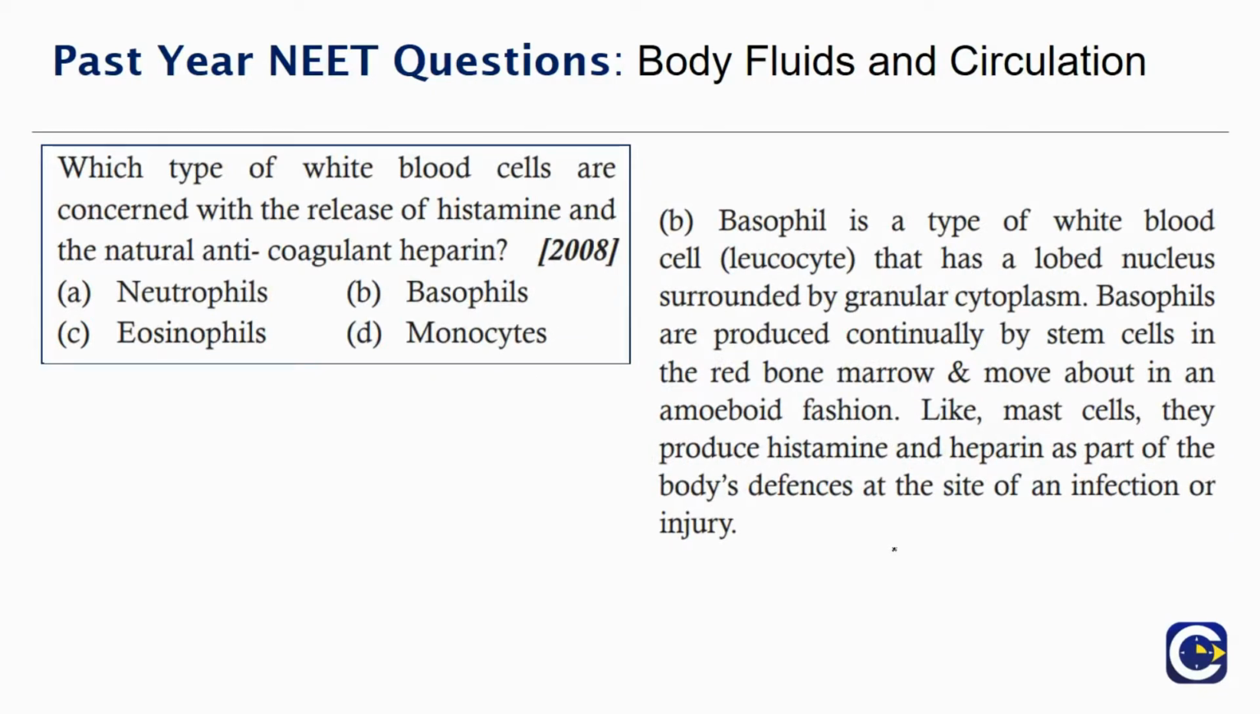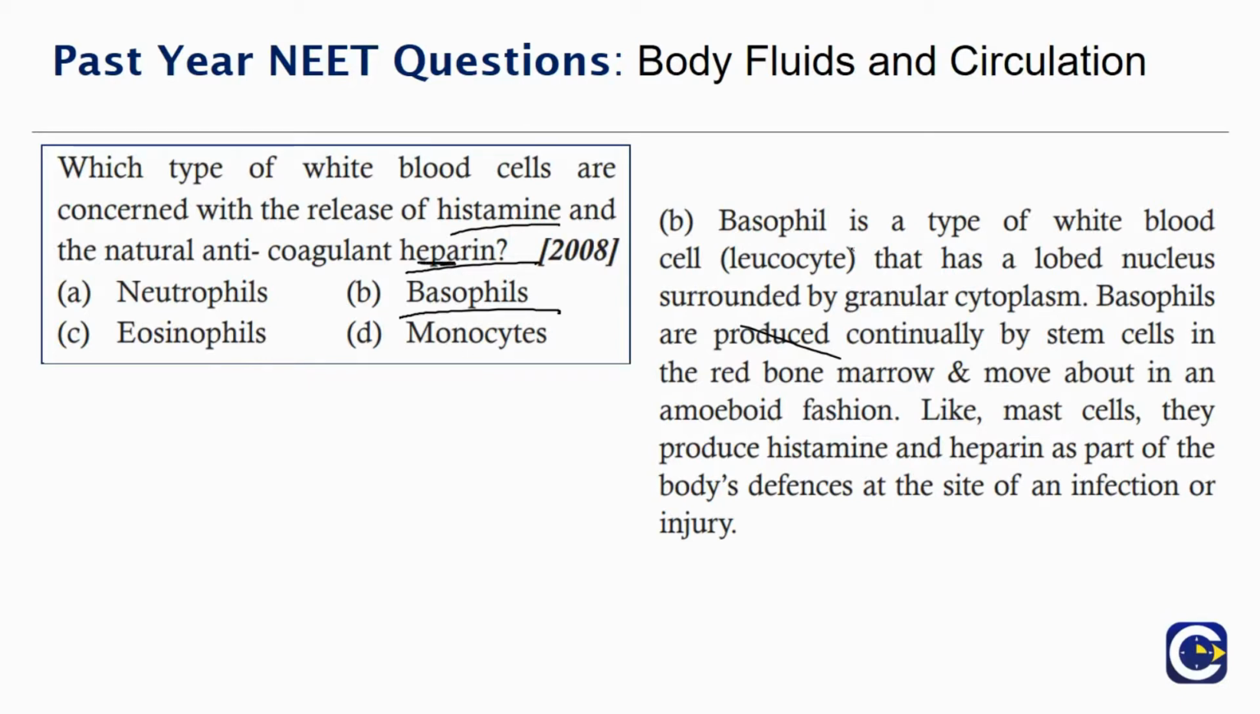Which type of white blood cells is concerned with release of histamine and the natural anticoagulant heparin? As we saw before, histamine, serotonin and heparin are produced by basophils. So the answer is basophils. Neutrophils are basically involved in non-inflammatory reactions. Eosinophils produce histamine also, but mostly in inflammatory reactions. Heparin is very unique to basophils. Monocytes are involved in phagocytosis.